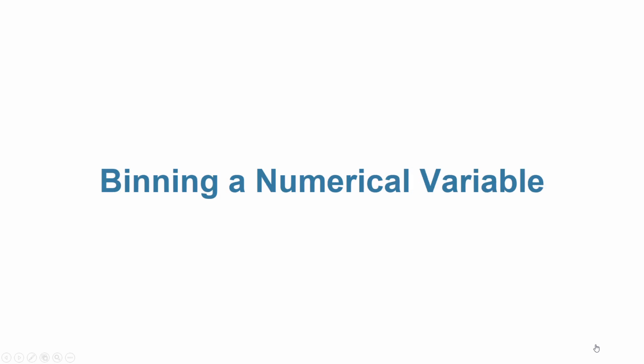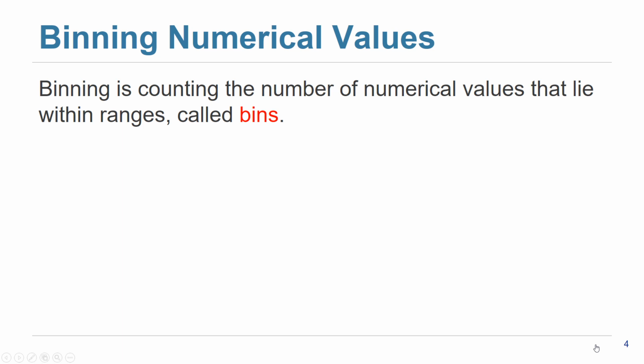So the first step in drawing a histogram is to do the binning of the values of the numerical variable. So binning is defined as counting the number of numerical values that lie within ranges. So within each bin is defined as a range. So the bin has the count for the elements or the individuals that are belonging to that range.